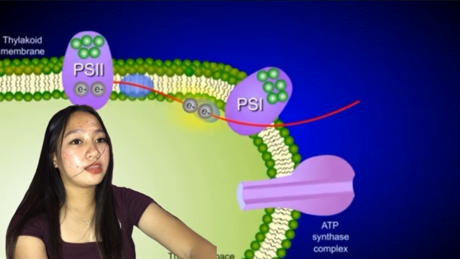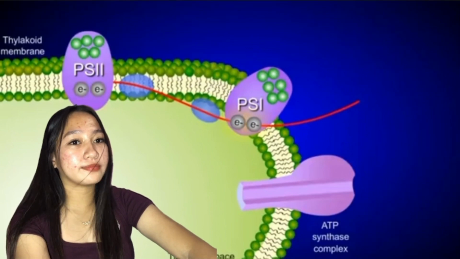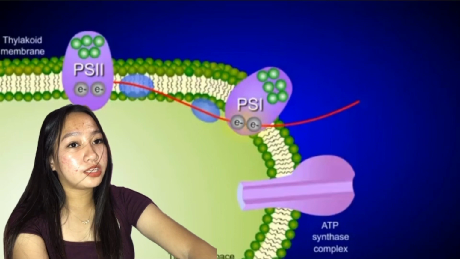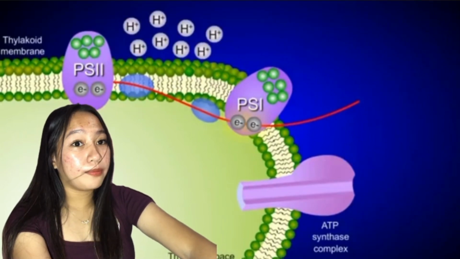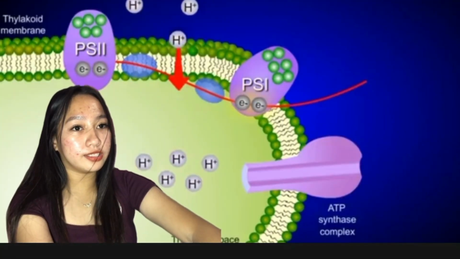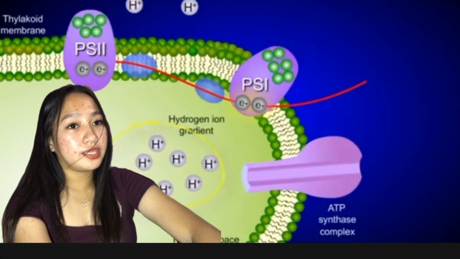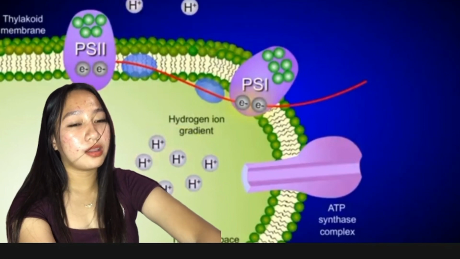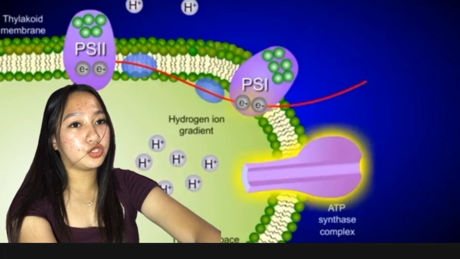The first set of electrons continues to move down the electron transport chain, releasing stored energy as it moves. This energy is used to create a hydrogen ion gradient. A protein in the electron transport chain pumps hydrogen ions from the stroma into the thylakoid space. This creates a high concentration of ions in the thylakoid space, relative to the low concentration of ions in the stroma.